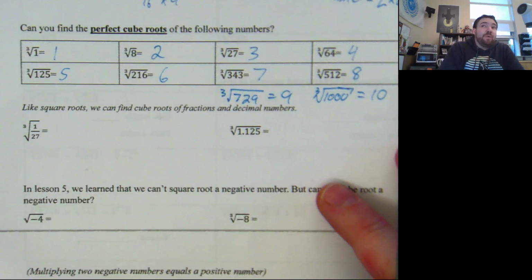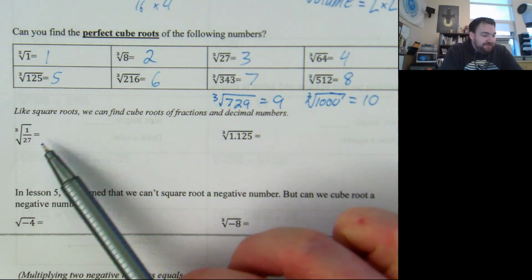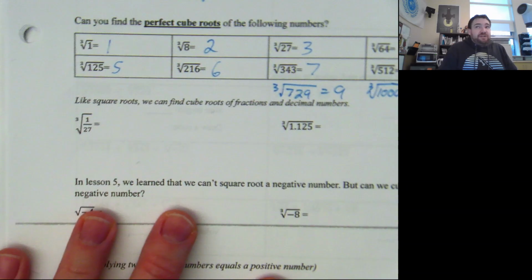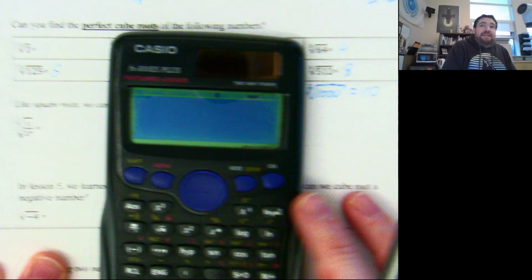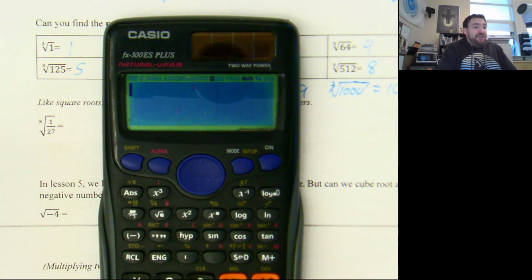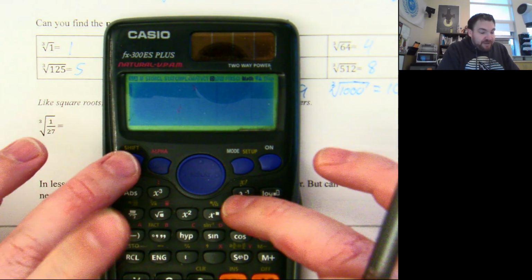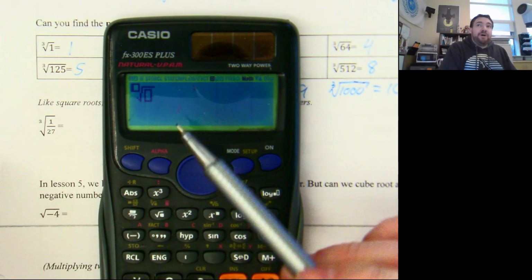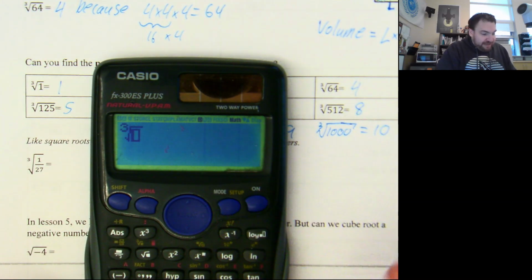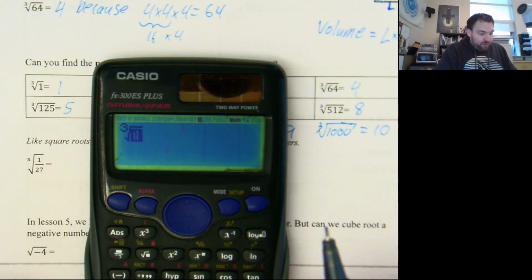So, likewise, we can use cube roots to find the cube root of fractions and decimals as well. I'm going to show you again what these look like on your calculator. If you want to take the cube root of a fraction, your calculators don't do fractions nicely, but a fraction is just division. So if I want to take the cube root of something on the Casio, I'm going to open up my root box. I want to take the third root of, and now I want to put a fraction in here. A fraction is just division. I'm going to go 1 over 27.